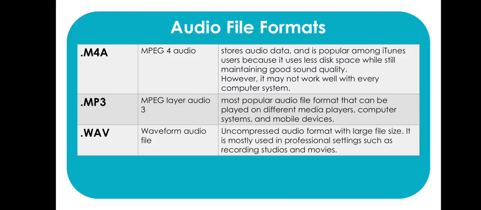And then the most popular audio file is a .mp3 or the MPEG Layer Audio 3. This is the most popular audio file format that can be played on different media players, computer systems, and mobile devices. And the last one is .wav or WAV or the waveform audio file. This is uncompressed audio format with large file size. It is mostly used in professional settings such as recording studios and movies. So these are the most common audio file formats.